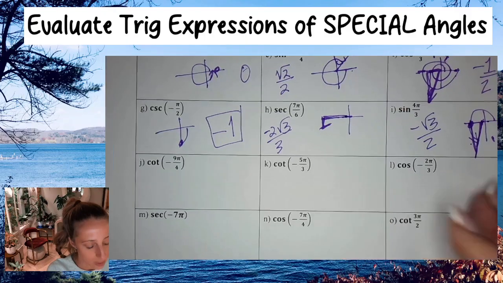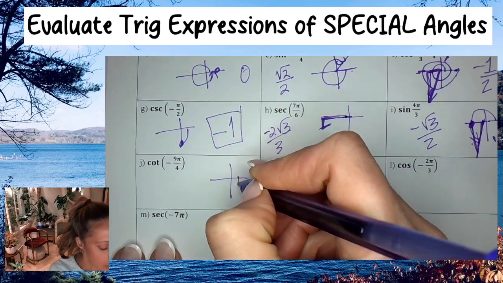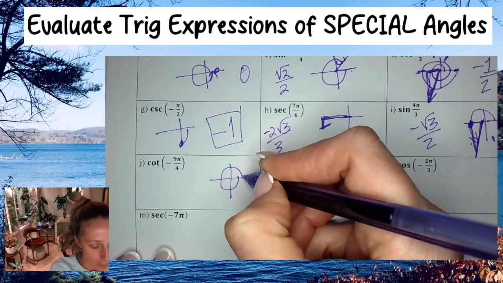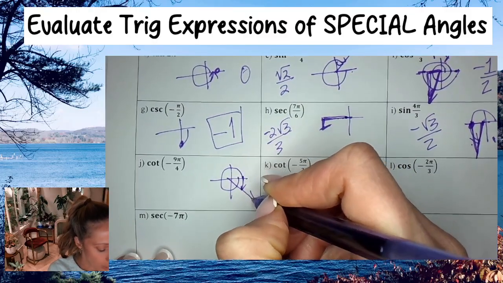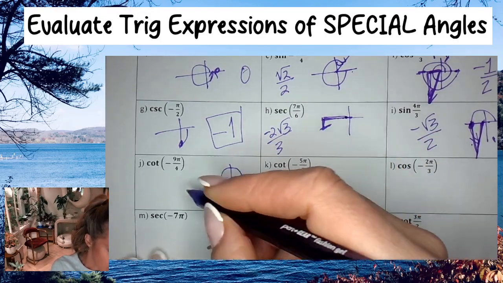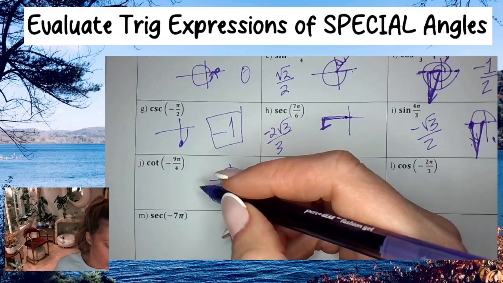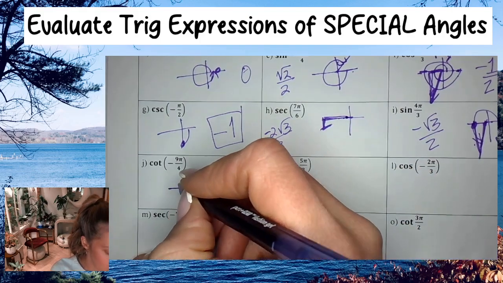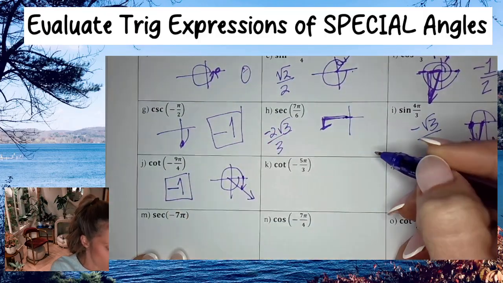Next, cotangent is reciprocal of tangent. Negative 9 pi over 4. If I go this way, that's negative 8 pi over 4. Negative 9 pi over 4 is going to terminate right there, exactly in the middle of quadrant 4. Anytime you're in the middle, tan is equal to 1 or negative 1, in this case negative 1, and cotangents are reciprocal, so it's actually still negative 1.